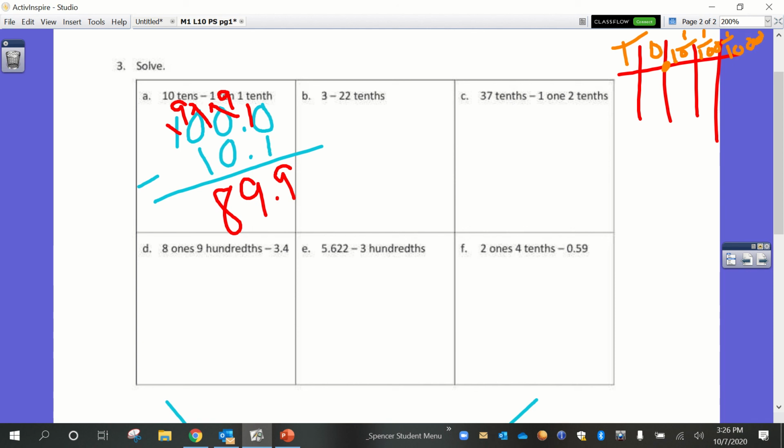Thousandths. Okay, so now that we have that done, we're thinking about 22 tenths. Oh, you think you can see it once I drew it in there. 22 tenths is really 2.2. So 3.0 is 3. We're going to minus that by 2.2. I think you can solve that one on your own.